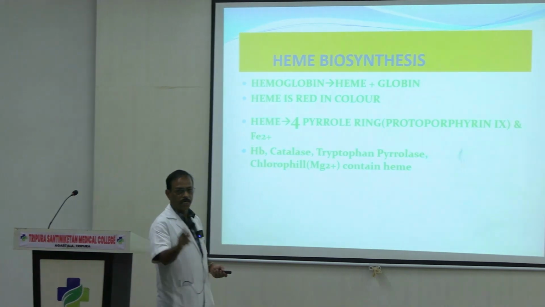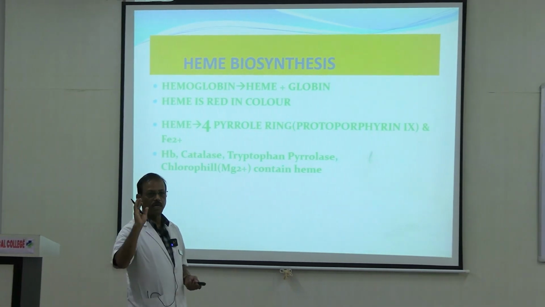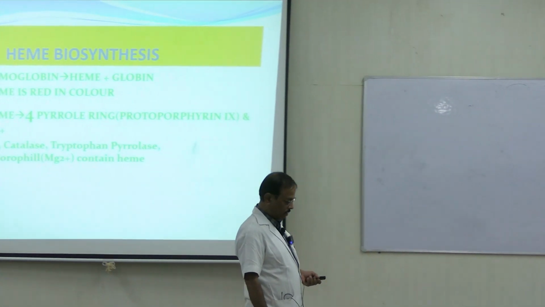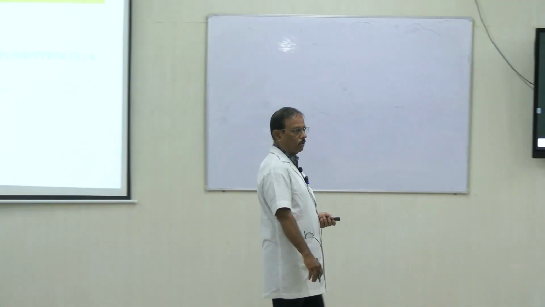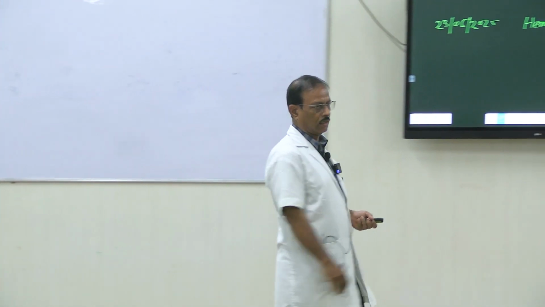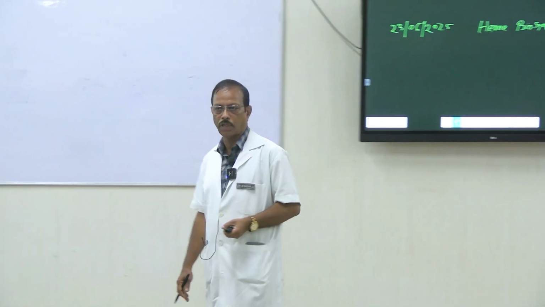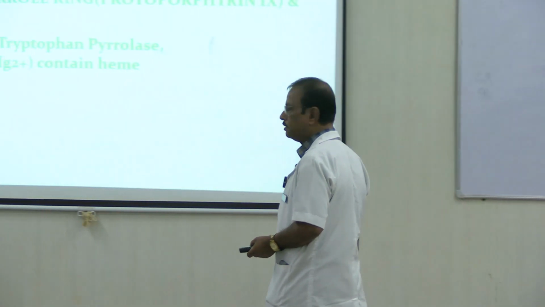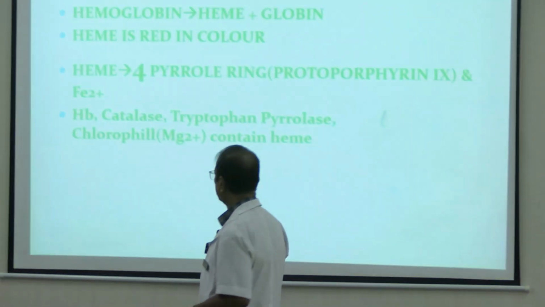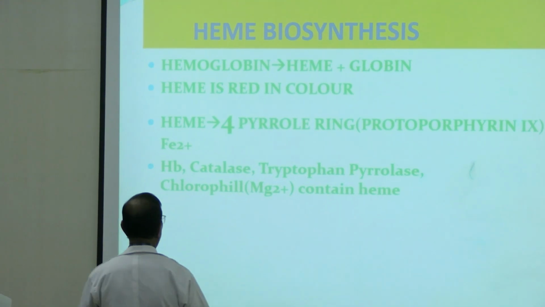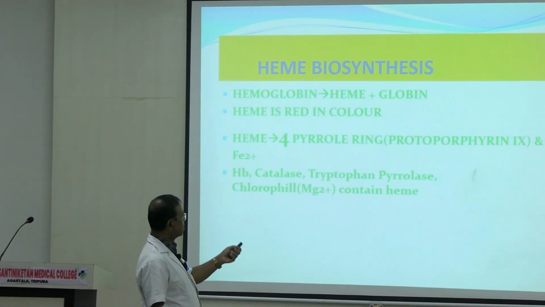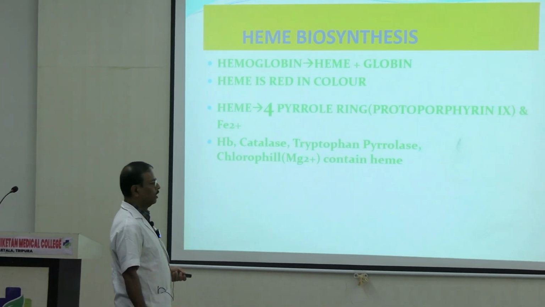Heme is red in color. That color is provided by the protoporphyrin. How it is provided, we will see later. Now heme has 4 pyrrole rings in cyclic form. These pyrrole rings together are called protoporphyrin.